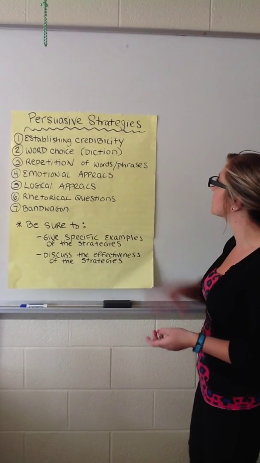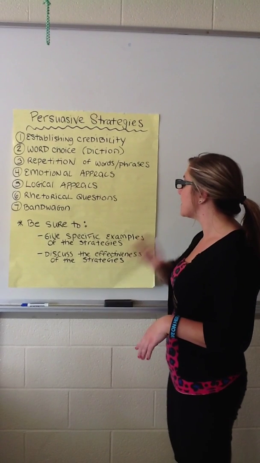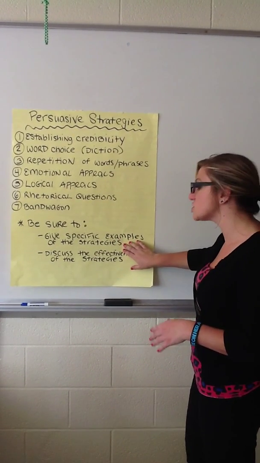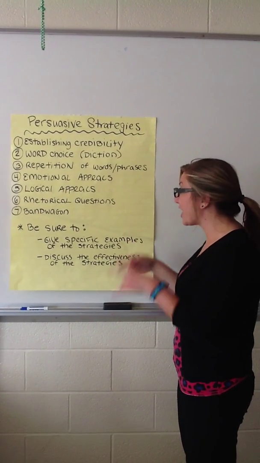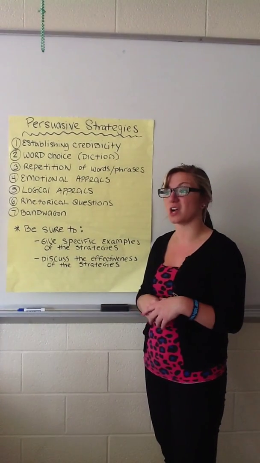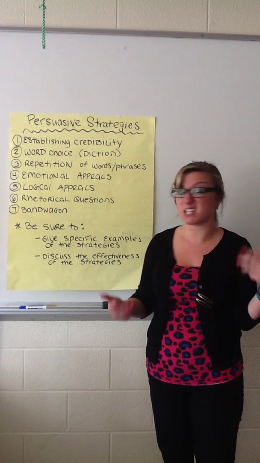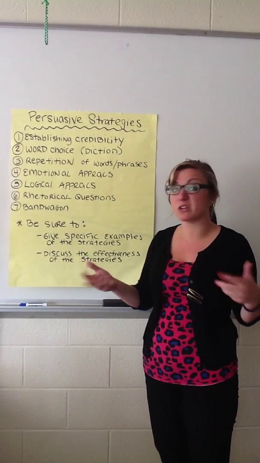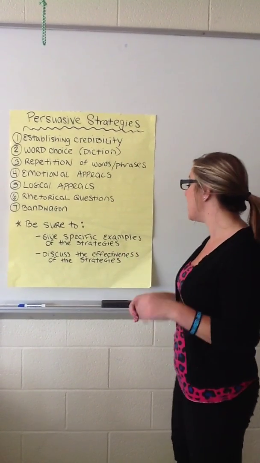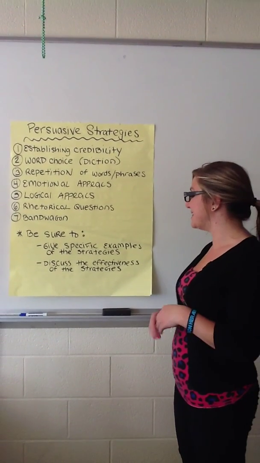So you have to make sure when you're talking about these persuasive strategies that you give specific examples of the strategies from the text and you talk about how effective those strategies are. So I used emotional appeal, but did it get you to be emotional? Did it get you to be sad? Were you angry? Were you frustrated? It is important that you explain and talk about the effectiveness of the strategy.